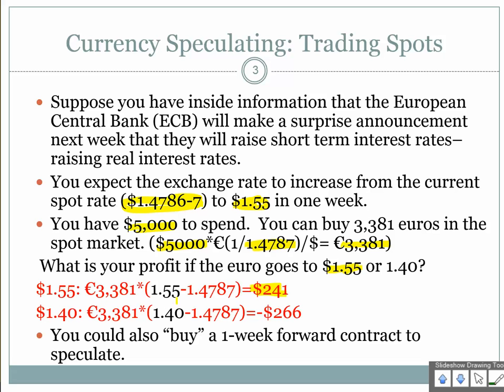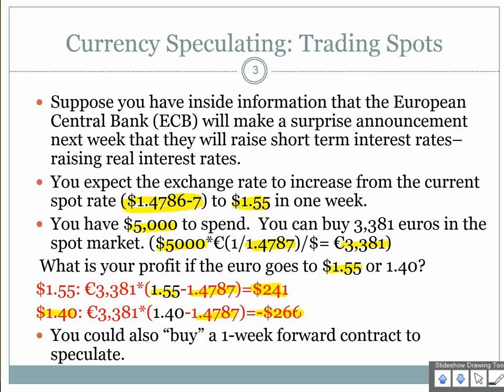That is, your cost of euros will be $1.4787, and then you could sell them into the spot market next week at 155 times my number of euros, 3,381, for a profit of 241. In this case, it's just like speculating on any penny stock you expect to rise. However, if the euro does, say, fall to $1.40 and you paid $1.47, you're going to lose over 7 cents a euro and lose 266.